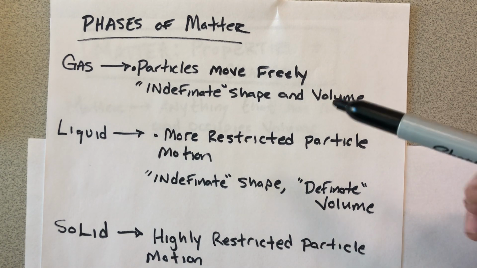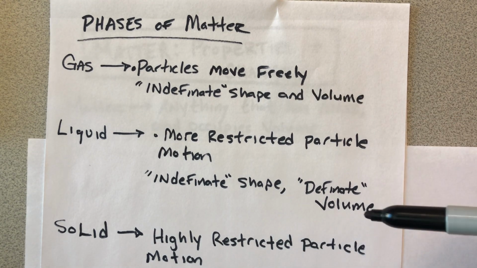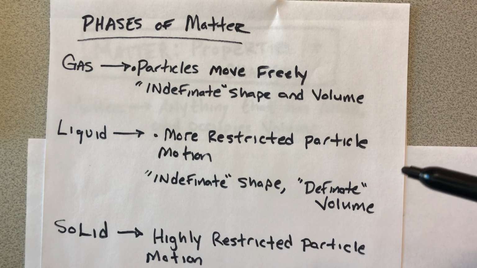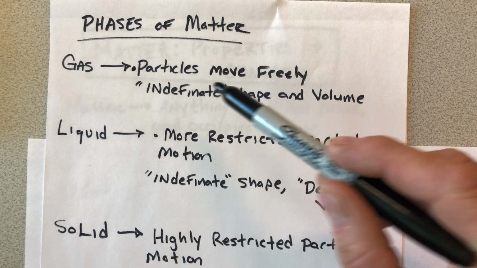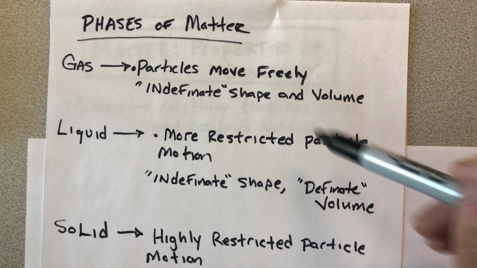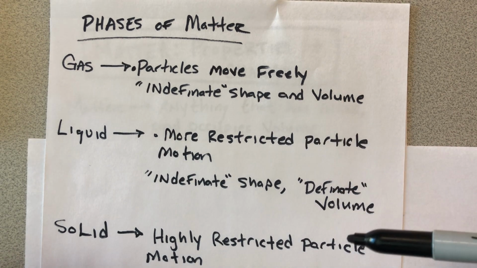And for our purposes, we want to think of matter as made of tiny particles, which in chemistry we're going to call atoms or compounds or molecules. There's a lot of different ways to describe particles, but this term particles is going to come up pretty frequently.